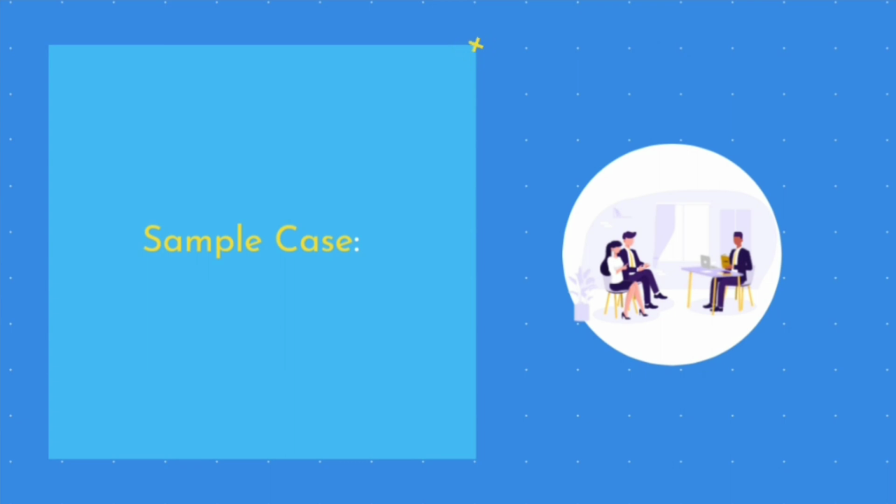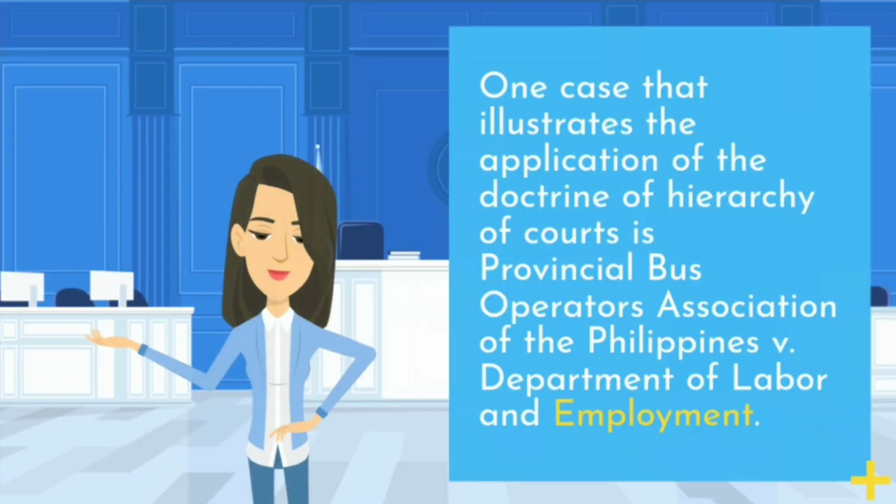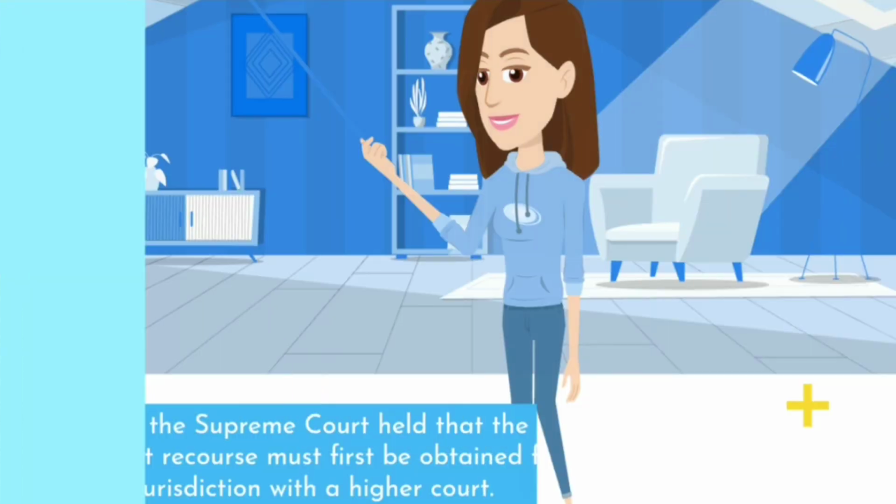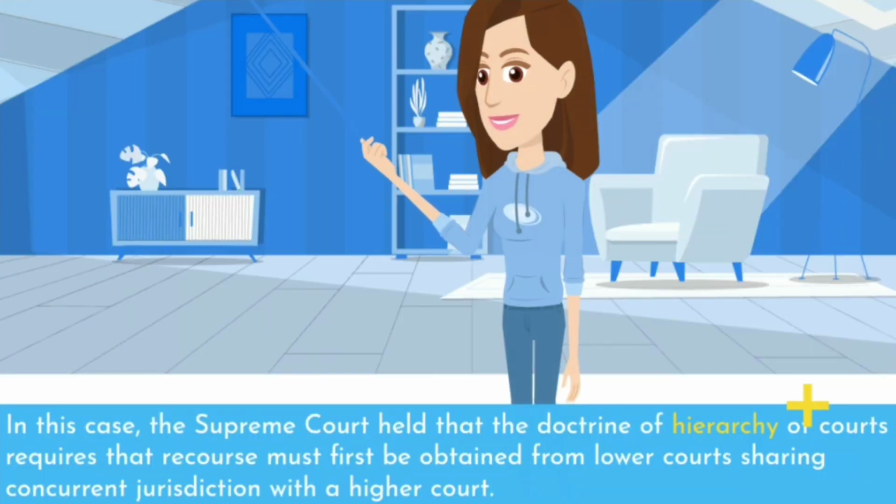Sample case. One case that illustrates the application of the doctrine of hierarchy of courts is Provincial Bus Operators Association of the Philippines v. Department of Labor and Employment. In this case, the Supreme Court held that the doctrine of hierarchy of courts requires that recourse must first be obtained from lower courts sharing concurrent jurisdiction with a higher court.